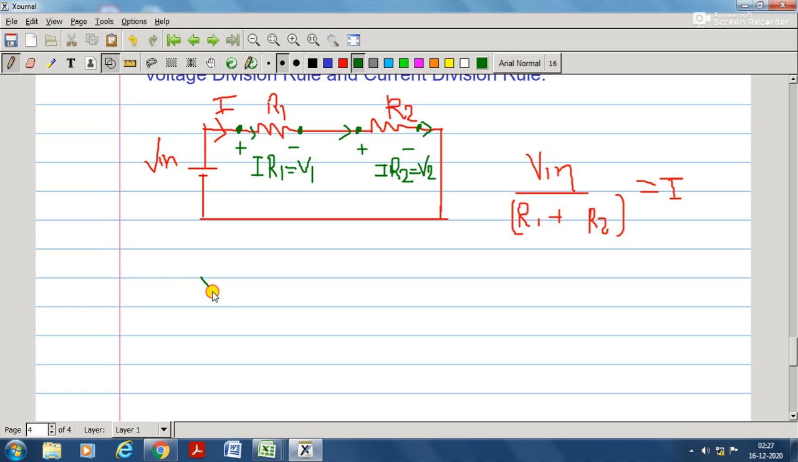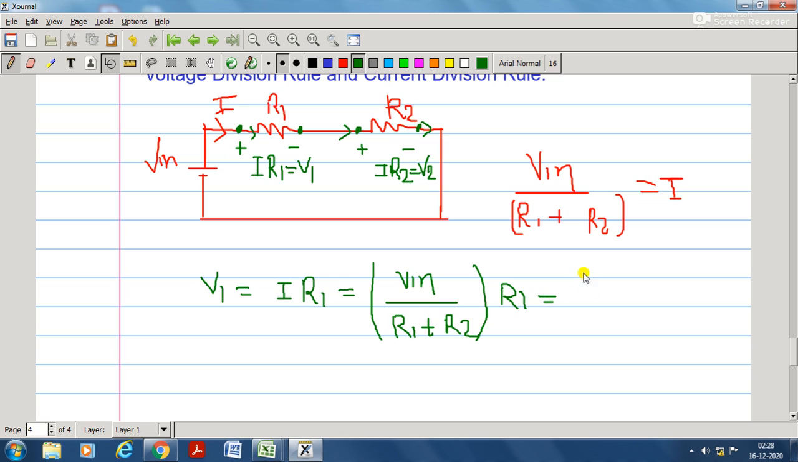Now here we can write the final formula V1 equal to I into R1. What is I? From this equation you can substitute the value of I, so here you can write V in upon R1 plus R2, and R1 will be there. Now take V in out and put this R1 in. So in the overall sense you can write R1 divided by R1 plus R2 into V in.